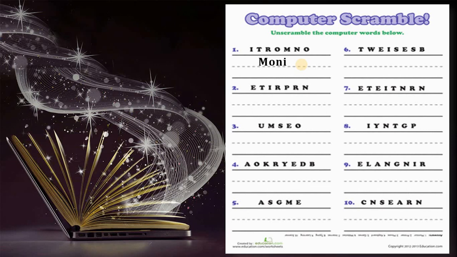Then you can catch the other half faster, right? Monitor. TOR. So 1, 2, 3, 4, 5, 6, 7 letters are done. 7 letters here. MONITOR. Monitor is the correct answer, right? Monitor is the correct answer. The unscramble word of computer is done here.